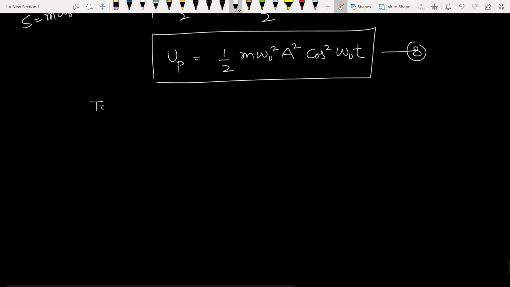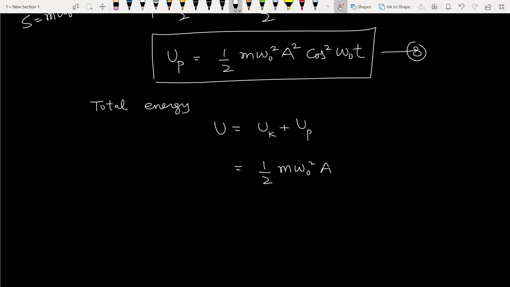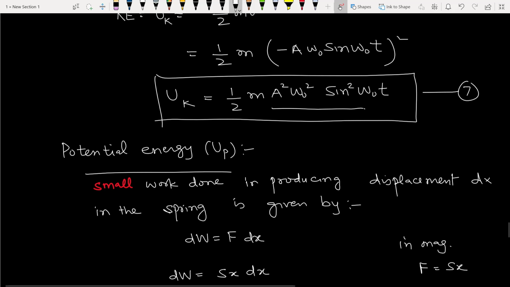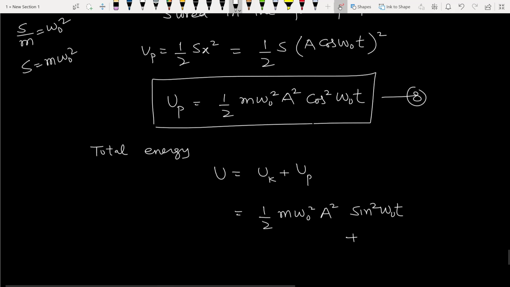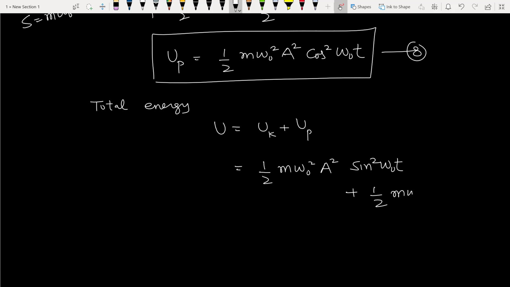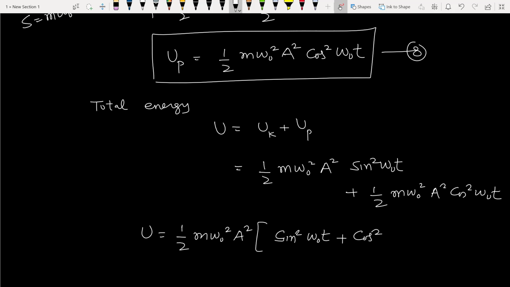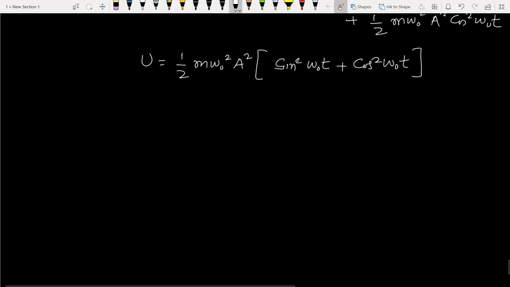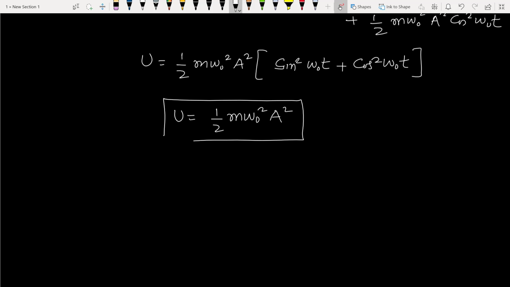So now we come to total energy. U is equal to UK kinetic energy plus UP potential energy, so it is half M omega naught square A square sin square omega naught t. This is the expression for kinetic energy given by equation number 7. Potential energy is given by equation number 8, it is visible to you. So half M omega naught square A square common, sin square omega naught t plus cos square omega naught t. Sin square plus cos square is 1. So U is equal to half M omega naught square A square into 1. So this is the expression for total energy.